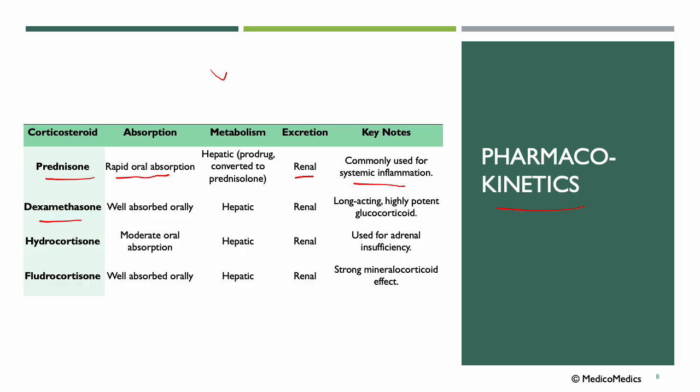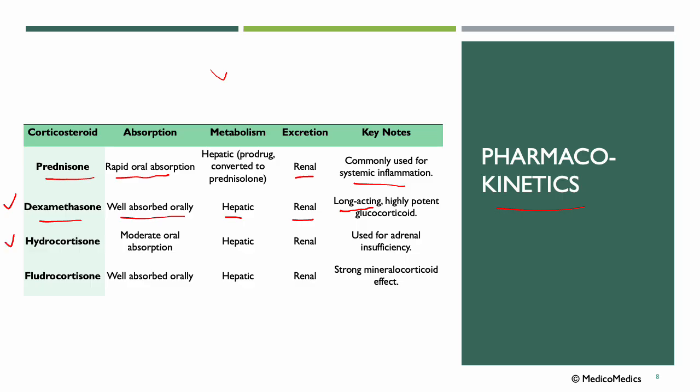Now, it is rapidly absorbed orally and excreted renally, making it a reliable choice for treating, for example, systemic inflammation. Then we have dexamethasone. It is a long-acting and highly potent glucocorticoid, also well absorbed orally and metabolized in the liver and excreted in the kidneys. Now, its long duration makes it a very suitable candidate for conditions that require sustained anti-inflammatory effects.